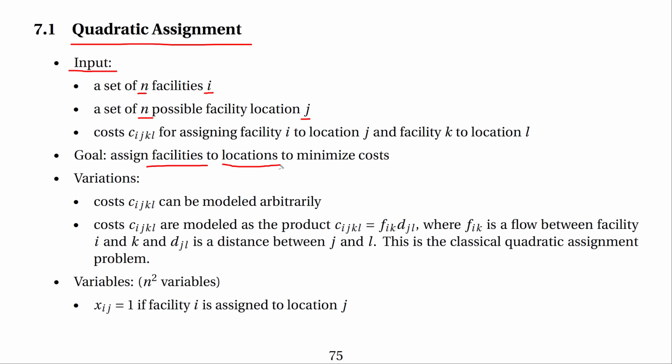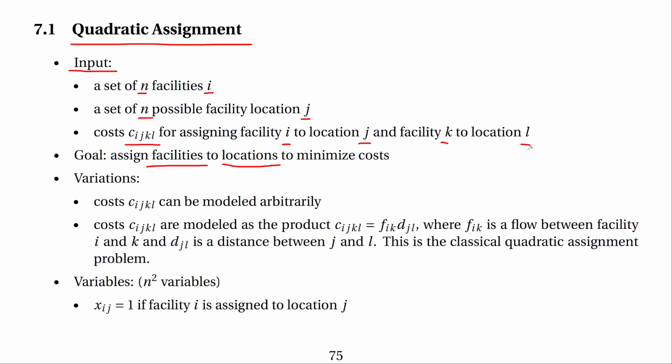We're not only looking at the cost of assigning one facility to one location, but we are modeling the pairwise interactions of this assignment. So we have a cost that is Cijkl for a pair of assignments. So the first pair is indexed with ij and the second with kl. So the cost is for assigning facility i to location j and facility k to location l.